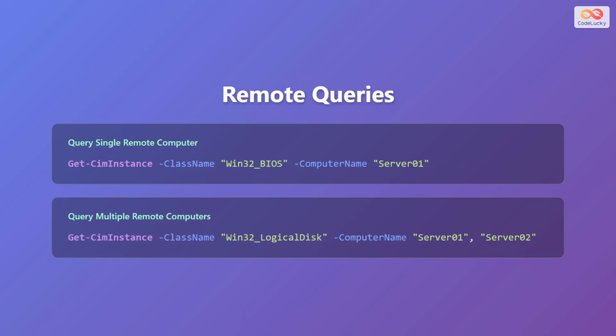One of the powerful features of Get-CimInstance is the ability to query remote computers. To query a single remote computer, add the -ComputerName parameter followed by the computer name in quotes, such as Server01. You can also query multiple computers simultaneously by providing a comma-separated list of computer names. For example, -ComputerName Server01, Server02. This makes it easy to gather information from multiple systems in your network using a single command.